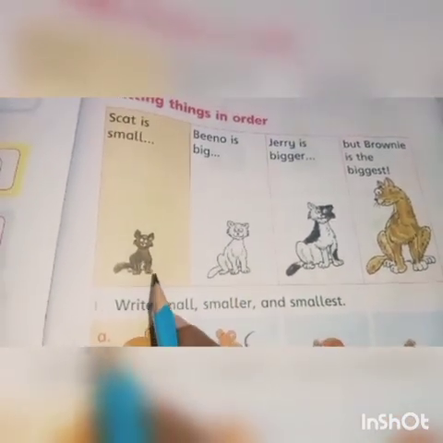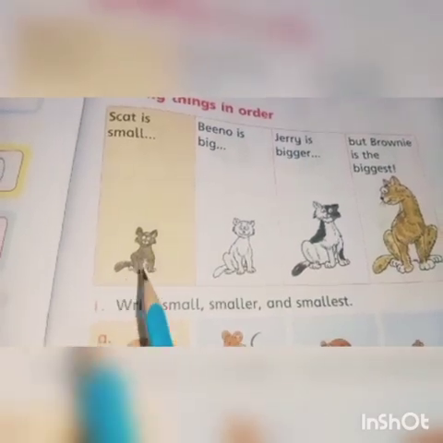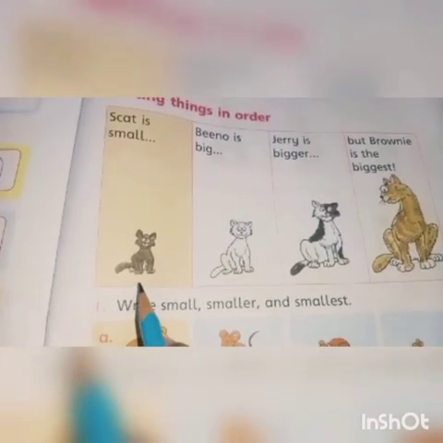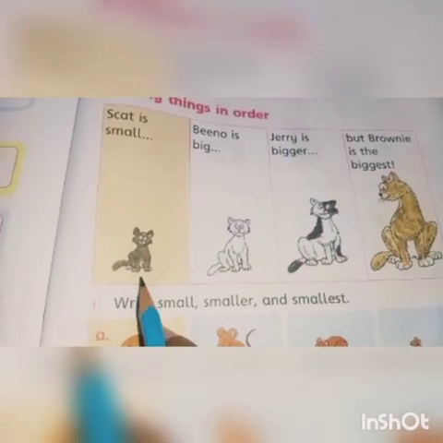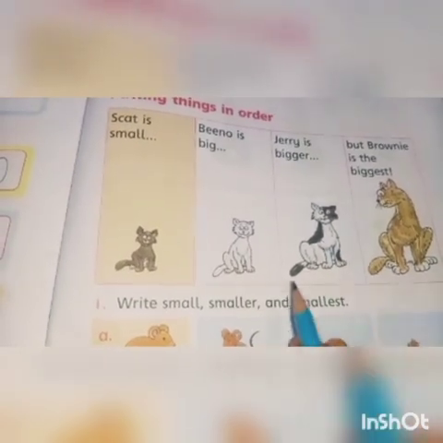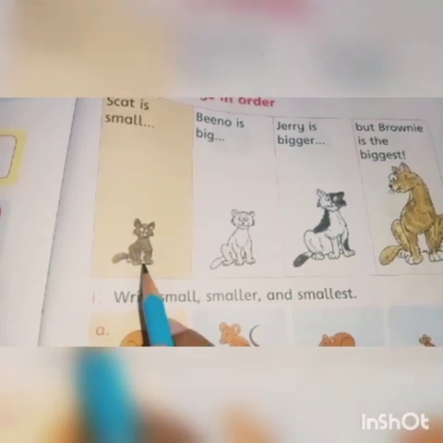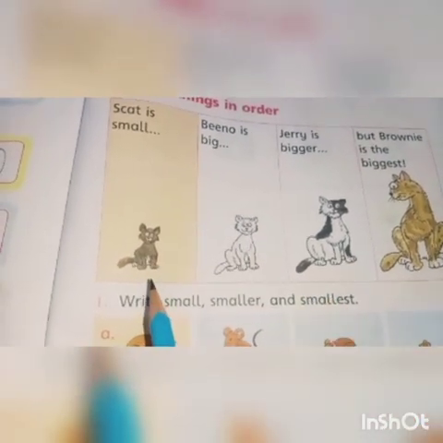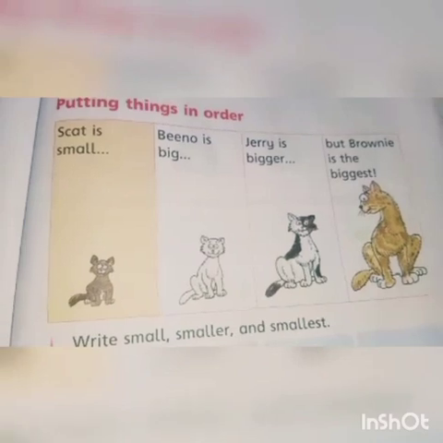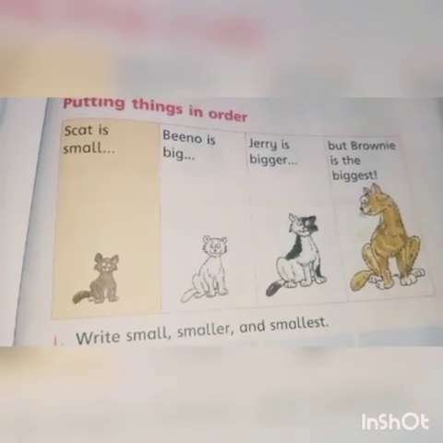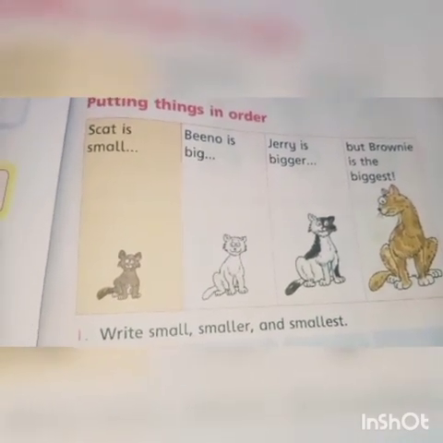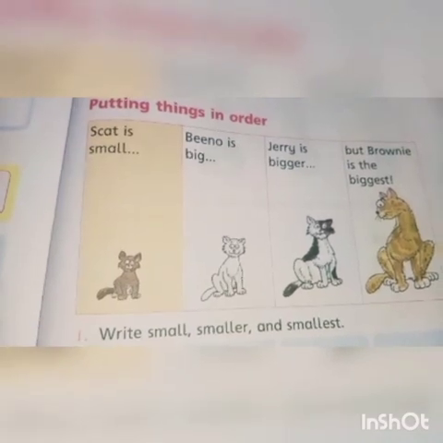Then here we have our last cat. This cat's name is Scat. And this one is smaller than all these cats. So we can call Scat small cat. Students, when we compare things, we differentiate their height, weight, color, size.